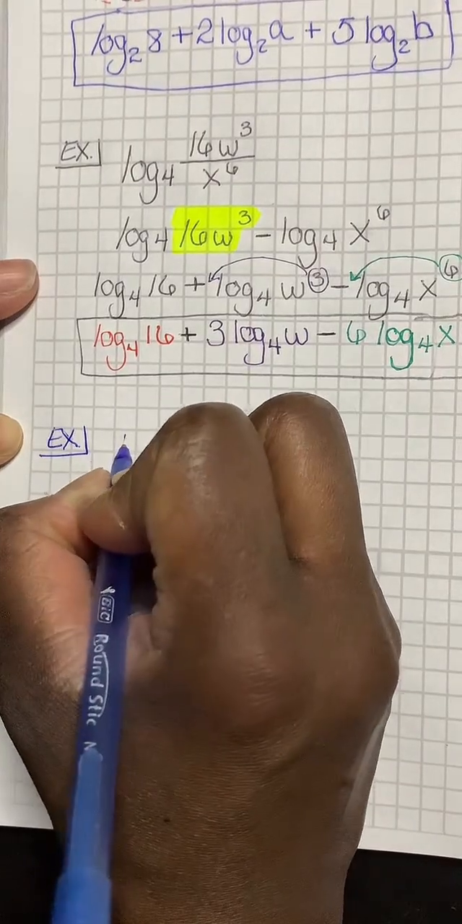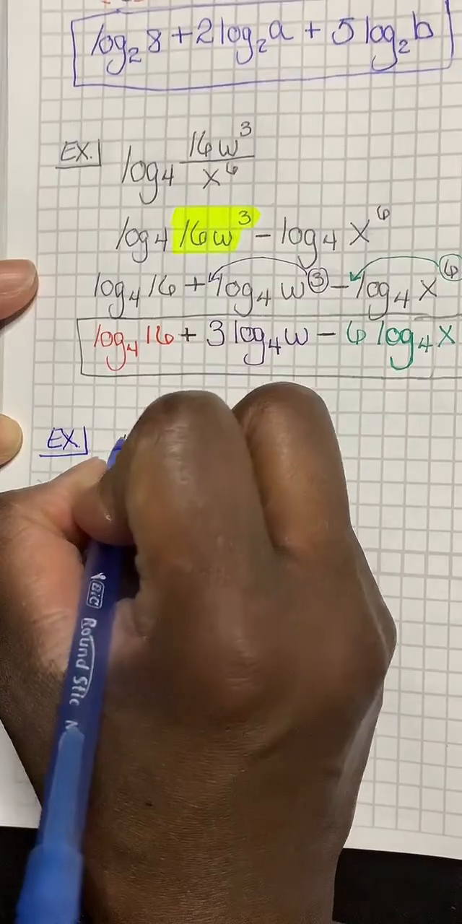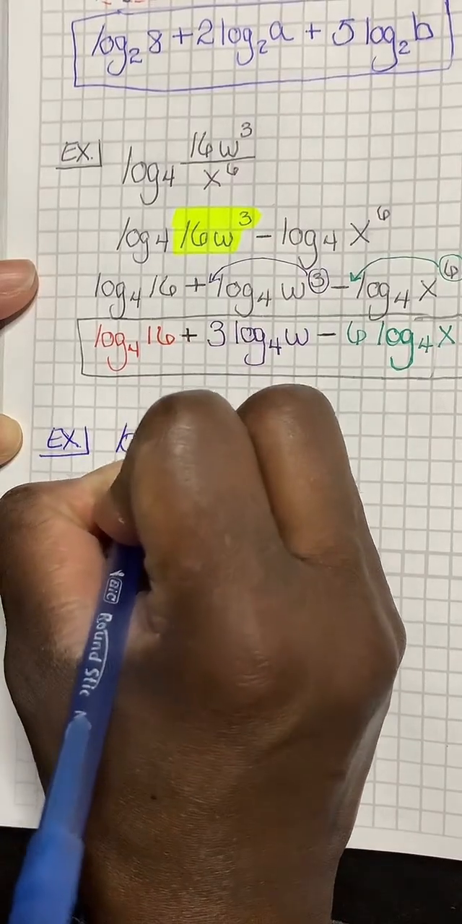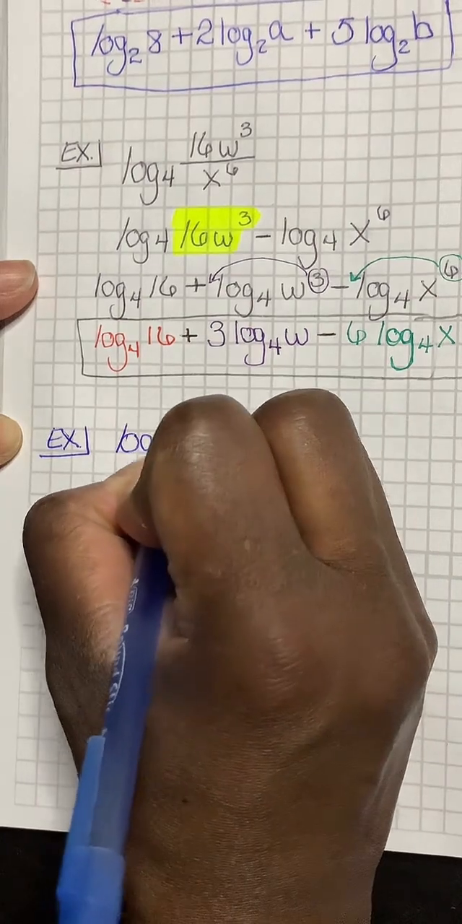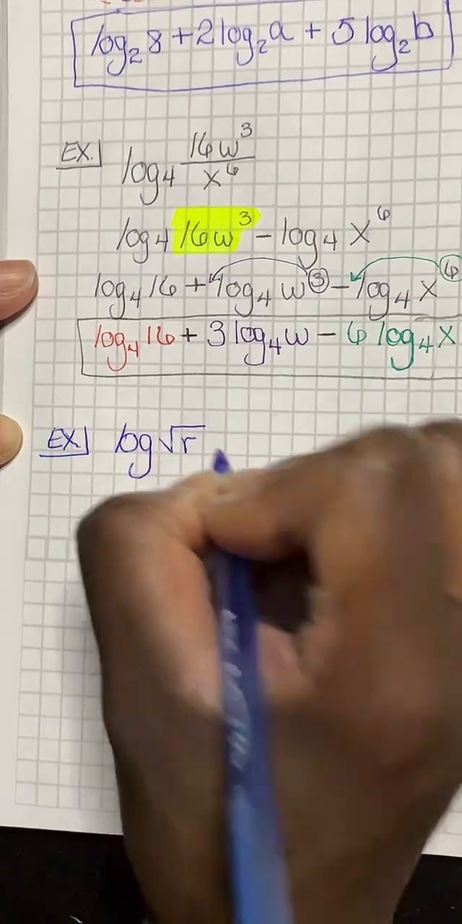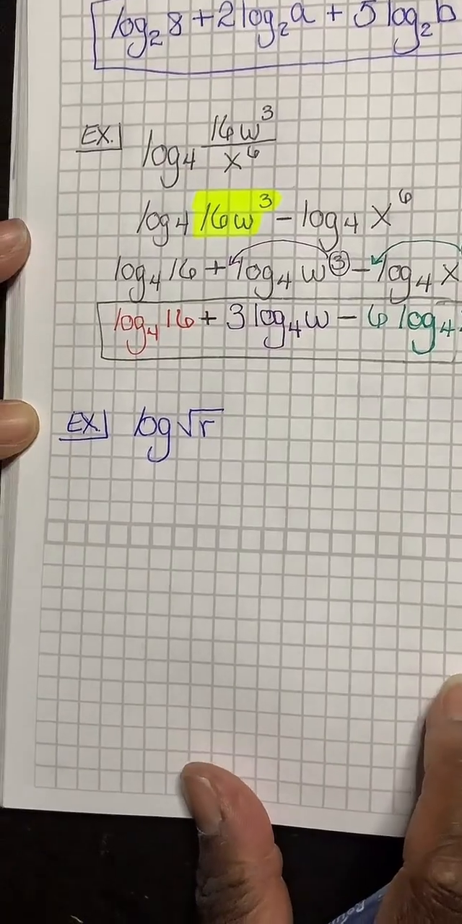Okay, so now let's give this one a try. So if I do, I think I don't have to use so much space. So if I have the log of square root of r, you're like, ooh, wait, oh.